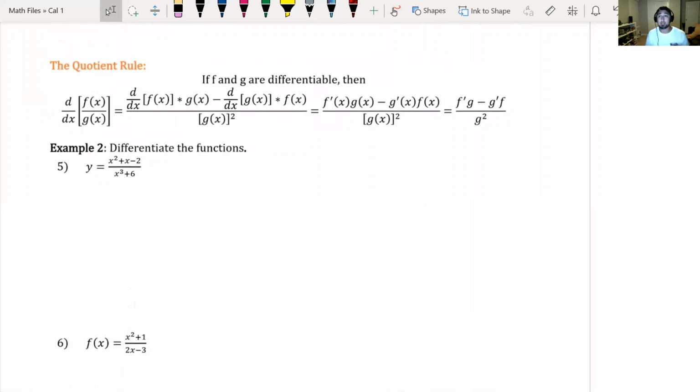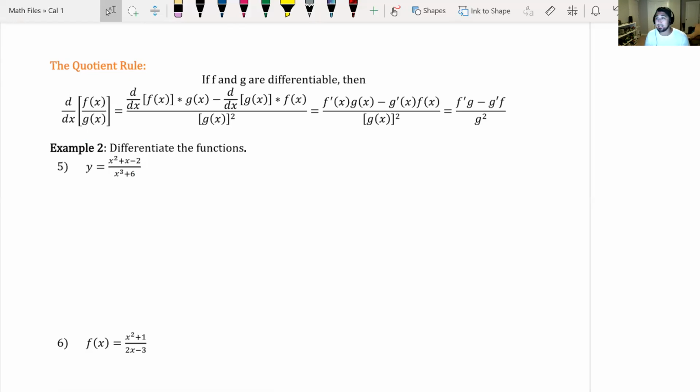Okay, next is the quotient rule. D over dx of f of x over g of x is equivalent to the derivative of f of x times g of x minus the derivative of g of x times f of x over g of x squared. Or f prime of x times g of x minus g prime of x times f of x over g of x squared. Or the simpler format is f prime g minus g prime f over g squared. Follow the formula and you will be just fine.